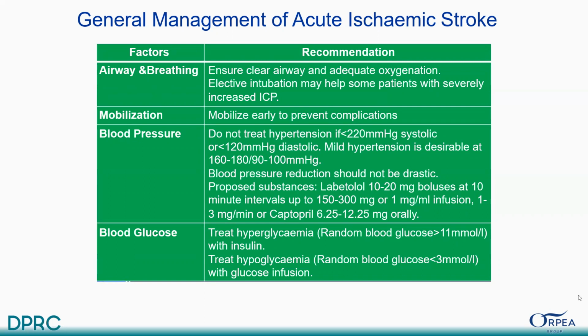Blood pressure: don't treat hypertension if it's less than 220 systolic or less than 120 diastolic. Mild hypertension is desirable, at 160 to 180 systolic and 90 to 100 diastolic. Also, blood pressure reduction shouldn't be drastic. Also blood glucose: treat hyperglycemia with insulin, and treat hypoglycemia with glucose infusion.